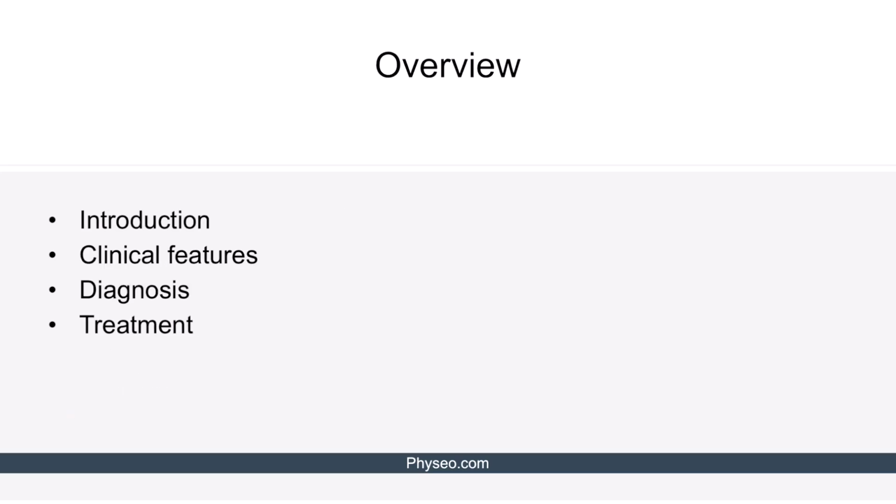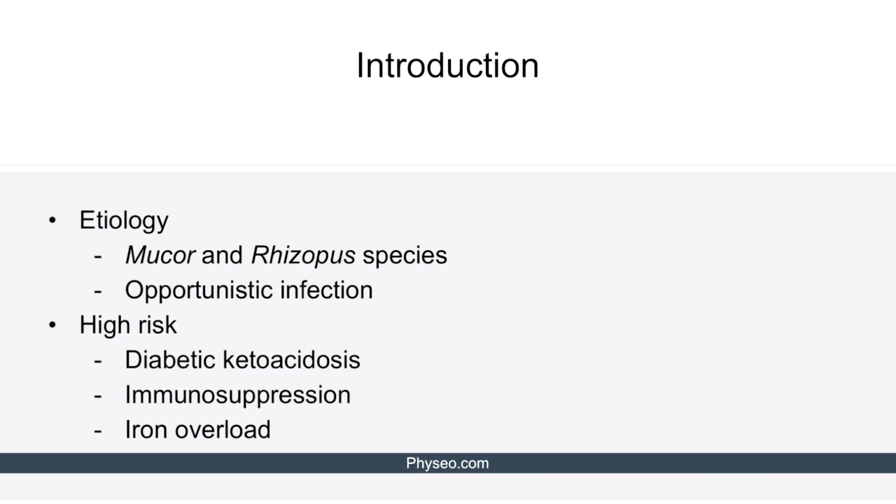Again, let's begin with the introduction. Mucormycosis is a fungal infection commonly caused by Mucor and Rhizopus species of fungi. It's an opportunistic infection, meaning it has a higher occurrence and is severe when the immune system is weak. Patients with diabetic ketoacidosis, immunosuppression, and iron overload are at a higher risk of being infected.